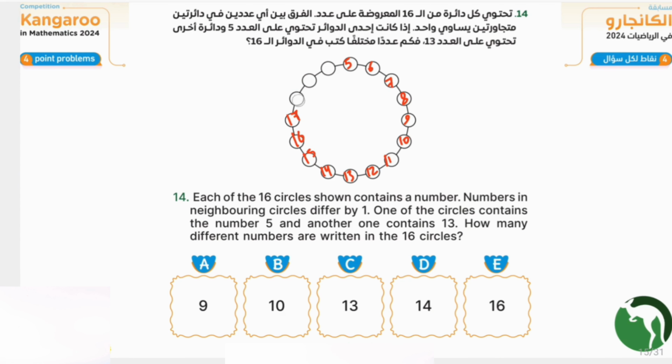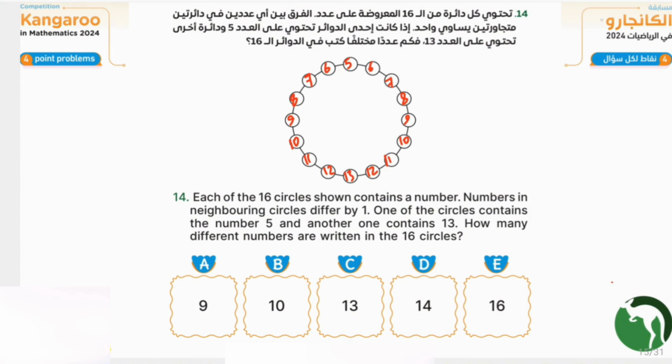So we should find a different solution here. After we wrote from 5 to 13, we have to write again and repeat some numbers. Like here we put 6 again, 7, 8, 9, 10, 11, 12. Now the condition is true. We now have to count how many different numbers are written in these 16 circles.